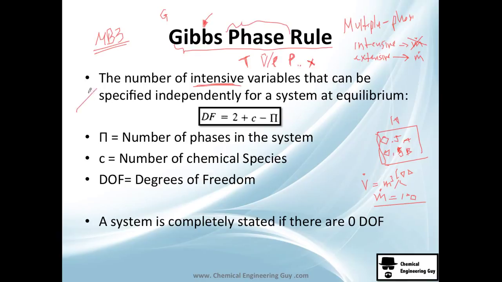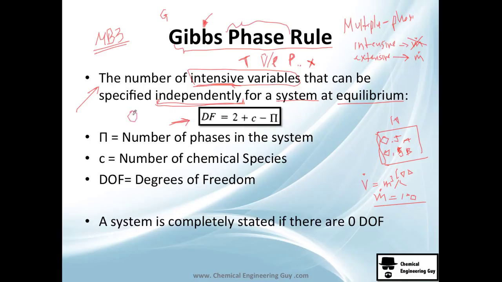And let's go to the definition. The number of intensive variables, I told you before what these are, that can be specified independently. This is very important. Independently means that we need equations not dependent, for a system at equilibrium. So we're talking about a system that is in equilibrium. The number of intensive variables that can be specified independently for a system at equilibrium is given by this formula. DF or DOF means degrees of freedom.